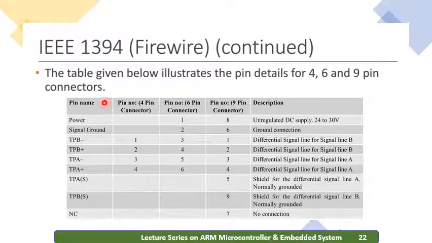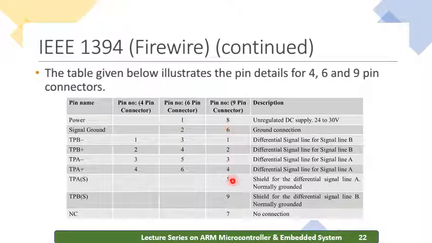Depending upon whether I have a 4-pin, 6-pin or 9-pin connector, I will be having these pin numbers, and along with that the pin description here. Okay. So for the 4-pin connector, I don't have a power supply through this. It uses here only TPB plus, TPA, TPA plus. Whereas for the 6-pin connector, I have a power and the ground.